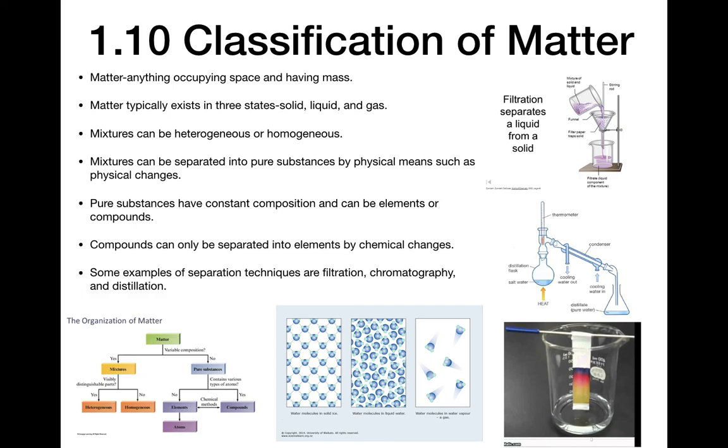Once we've separated mixtures into pure substances, those pure substances are going to have a constant composition. They can be elements or they can be compounds. Compounds can be separated into elements by chemical changes because compounds have more than one type of atom. Elements are already only one type of atom, and so they can't be separated by any kind of chemical or physical technique.